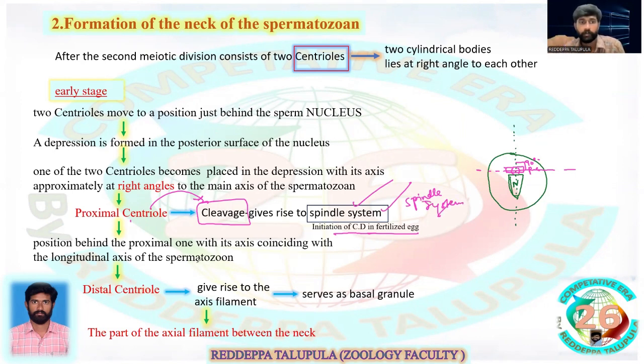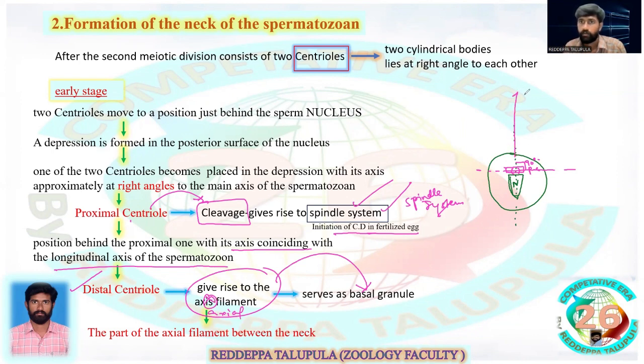Next, just behind the position of the proximal centriole, with its axis coinciding with the longitudinal axis of the spermatozoon, a centriole will be placed. That centriole is called the distal centriole, which gives rise to the axial filament. Axial filament, not axis filament, axial filament, which serves as basal granule. Thus it gives rise to the axial filament.